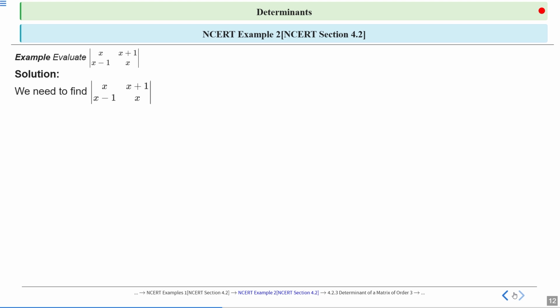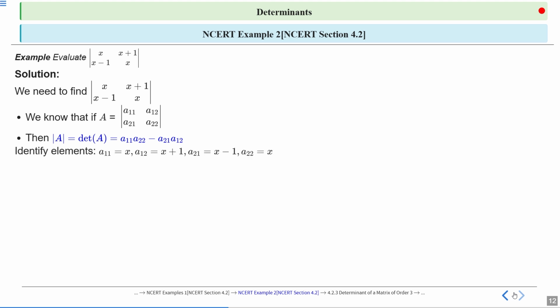So we need to find the determinant of x, x plus 1, x minus 1, x. We know that if A is equal to A11, A12, A21, A22, then the determinant of A is A11 into A22 minus A21 into A12. So on comparing, we get A11 is x, A12 is x plus 1, A21 is x minus 1 and A22 is x.